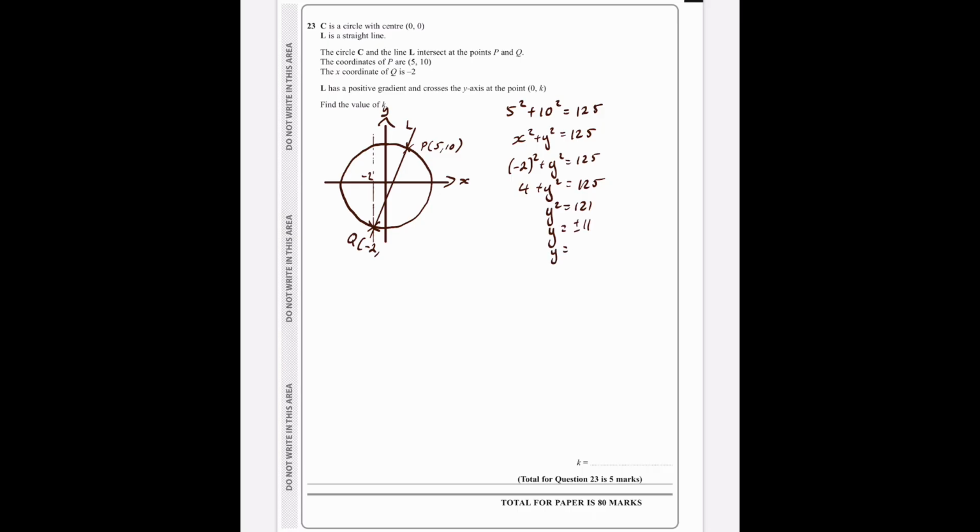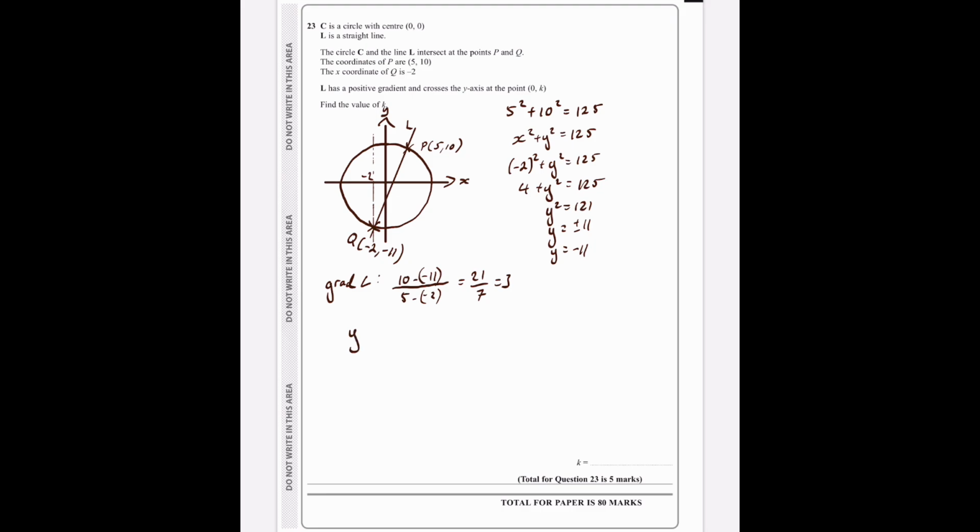The plus 11 one would be the solution at the top, and that would give L a negative gradient if it passed through the points at the top. So we take the -11 solution. All right, the gradient of L, y2 minus y1 over x2 minus x1. That's 10 subtract -11 over 5 subtract -2, which is going to be 21 over 7, or 3 if you prefer.